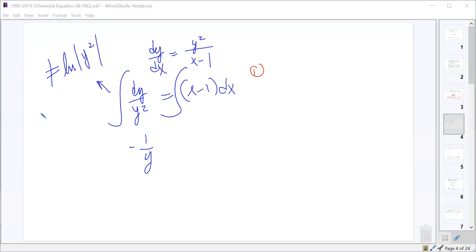So please be careful with that. This does not equal that.